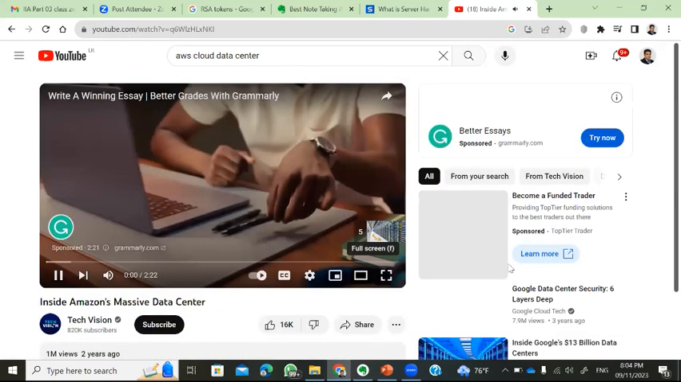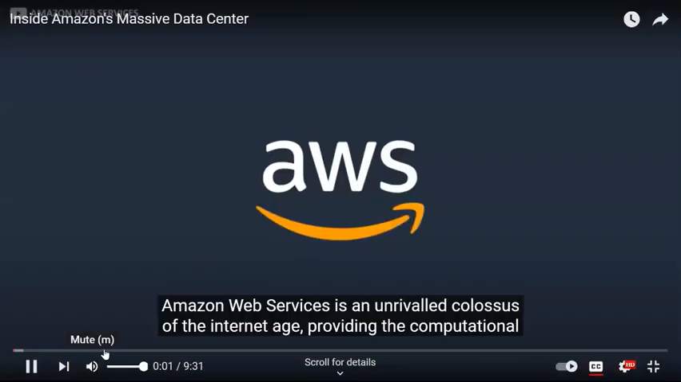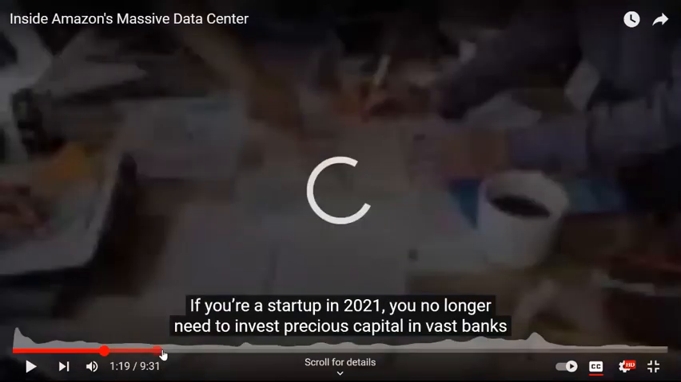Once everything's perfectly organized, I'll start working on my thesis. Amazon Web Services is unrivaled, so I'll just quickly show a few slides only.